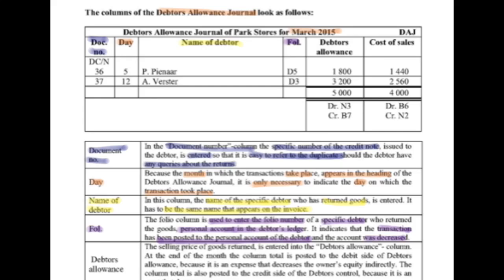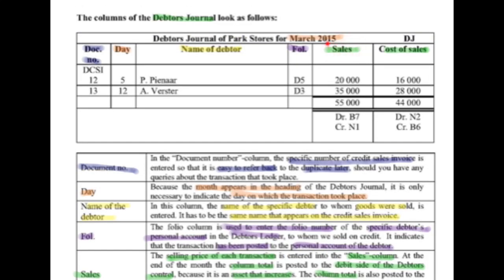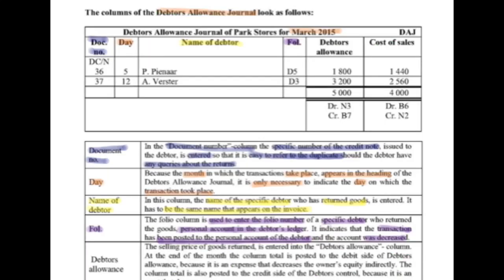So far, there is no difference between my debtors journal and my debtors allowances journal. The only thing is that it records when sales took place in the debtors journal, and I record when returns take place in the debtors allowances journal. When I now, however, go to the two final columns, the second last column is different. In the debtors journal, my second last column was sales. In the DAJ, my second last column now is debtors allowances. So therefore sales gets replaced by debtors allowances.